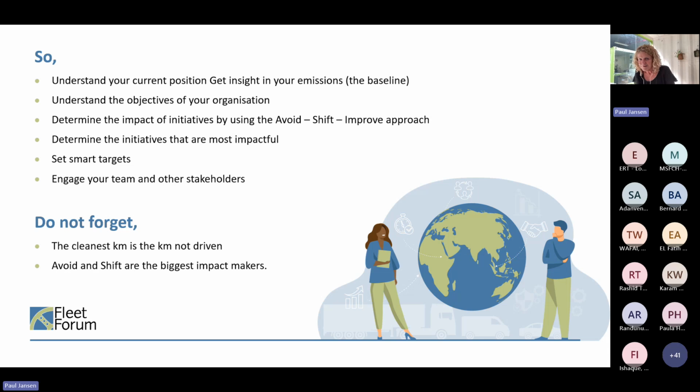Well, I've said it already 3 times, but the cleanest kilometer is the one not driven. And when you are looking at the actions, always focus on the ones that are avoiding emissions and that are helping you to shift to lower emission modes. So those are the biggest impact makers.